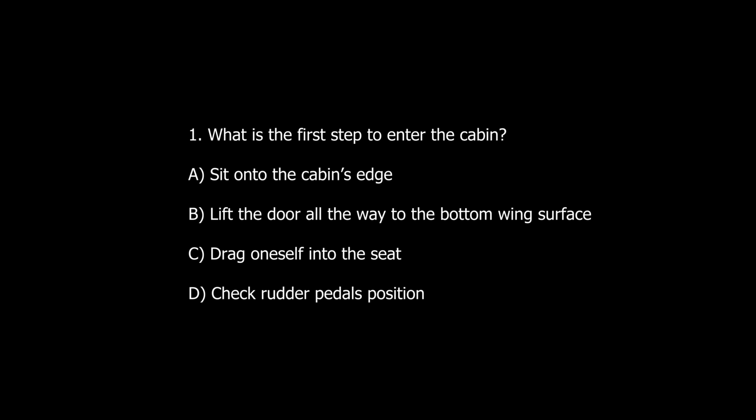Questions. Question number 1. What is the first step to enter the cabin? A. Sit onto the cabin's edge. B. Lift the door all the way to the bottom wing surface. C. Drag oneself into the seat. D. Check rudder pedals position.